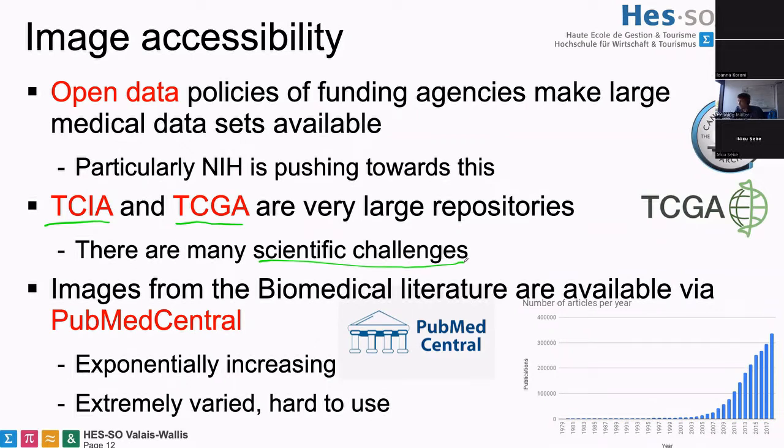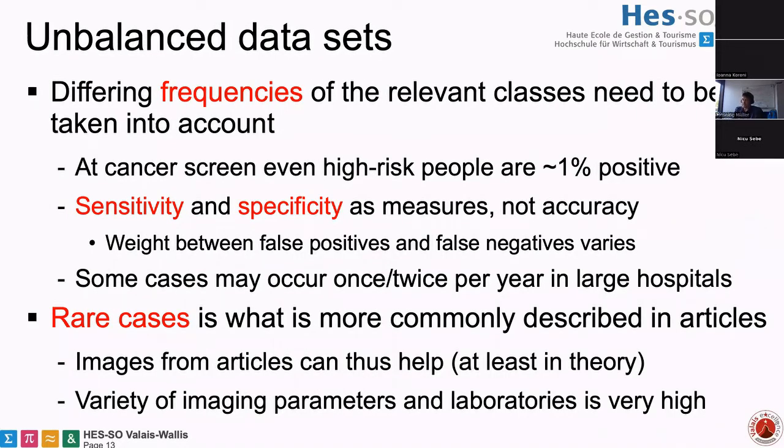And it's also an exponentially increasing amount. Here I took the number of articles that are published per year, and the numbers go up until 2018, but I can assure you that it has continued in pretty much the same way. It's a very varied repository. It doesn't have the full resolution images you might find in clinical archives, but it's publicly available, and it has a lot of variety that we can use. And one of the big advantages is that the rare cases that occur very infrequently in hospitals are actually what people publish about. So the medical literature is a very good starting point to find images of specific rare diseases or things like that.